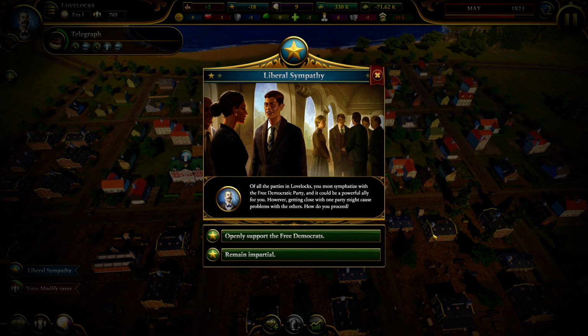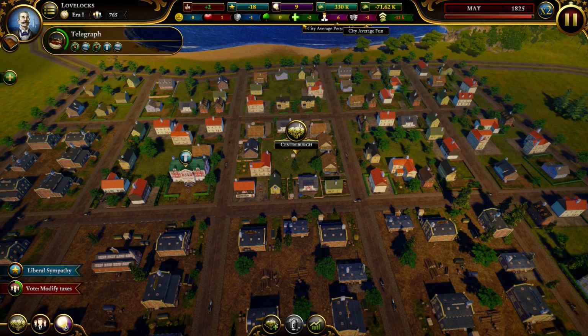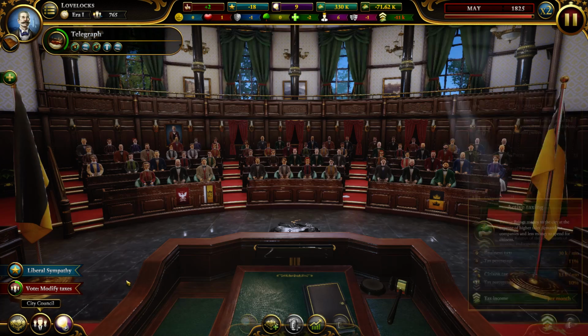Liberal sympathy. Of all the parties in Lovelocks, you most sympathize with the Free Democratic Party, and it could be a powerful ally for you. However, getting close with one party might cause problems to the others. How do you proceed? Wish I could see more info about the party in the screen. Okay, I can close that. Where are my parties? City Council.